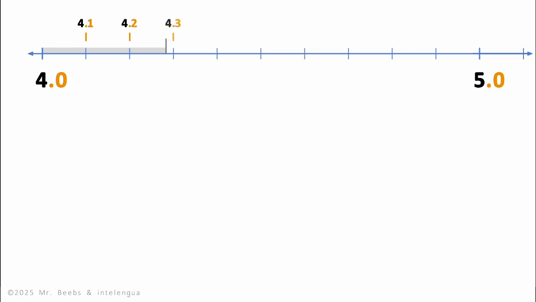Pretty close to 4.3. Is it just over 4.3 or just under? Just under. Now, here's something else really important. The decimal 4.3 is the same as the fraction 4 3/10. That means right now I have just under 4 3/10 of a gallon. Do I have 4.5? Not yet. I'll add some more. 4.4, stop. The decimal 4.4 is the same as the fraction 4 4/10.